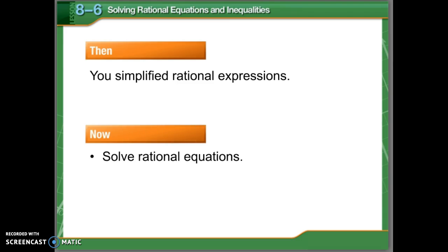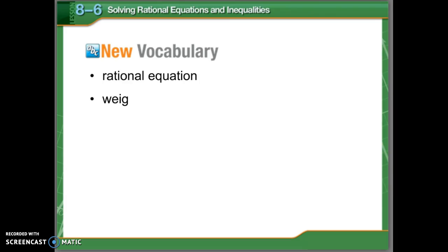Previously to this lesson, we've simplified rational expressions, and in this lesson, we're going to solve rational equations and solve rational inequalities. We're going to look at rational equations, weighted averages, and rational inequalities as some new vocabulary for this lesson.